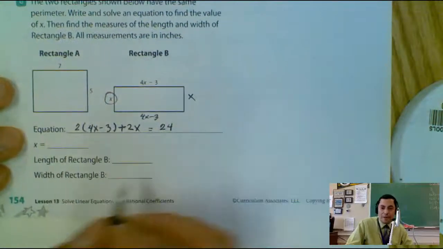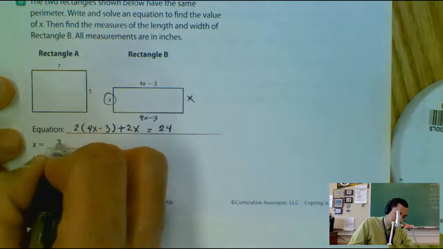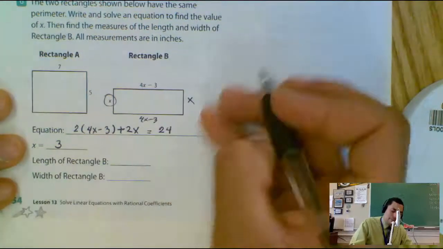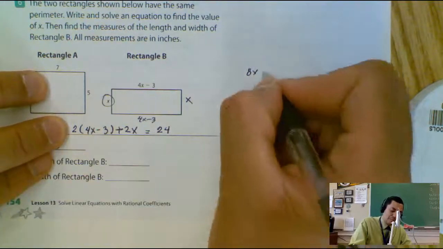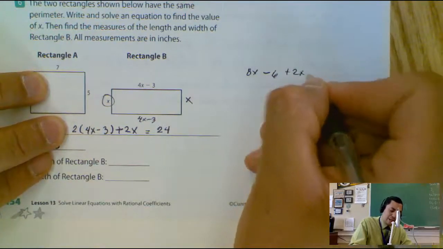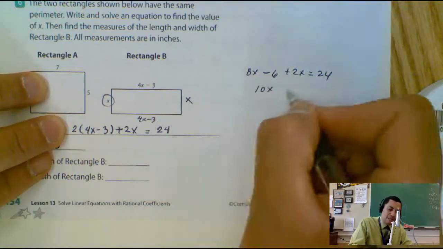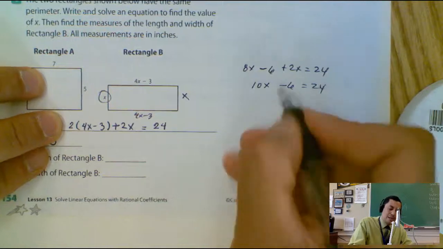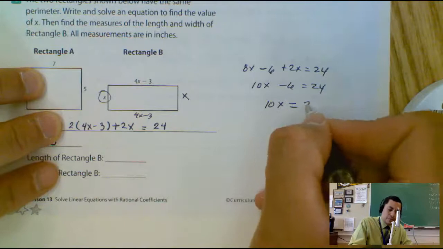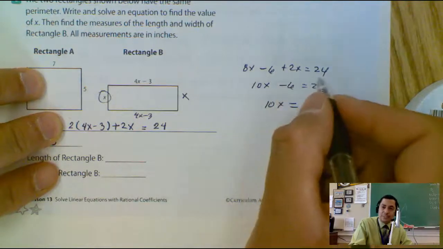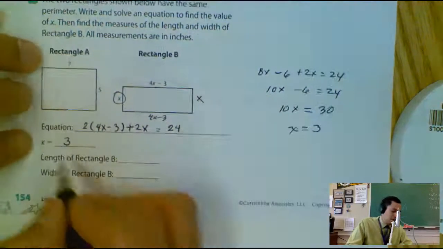Okay? So next, what's the value of x? After you solve that equation, you get that x equals 3. So for example, 2 times 4x is 8x, 2 times 3 is negative 6, plus 2x equals 24. Then 8 plus 2 is 10x, minus 6 equals 24, then plus 6 equals 30 if you add 6 to both sides, and then you divide by 10, so x equals 3. See, you got 3.